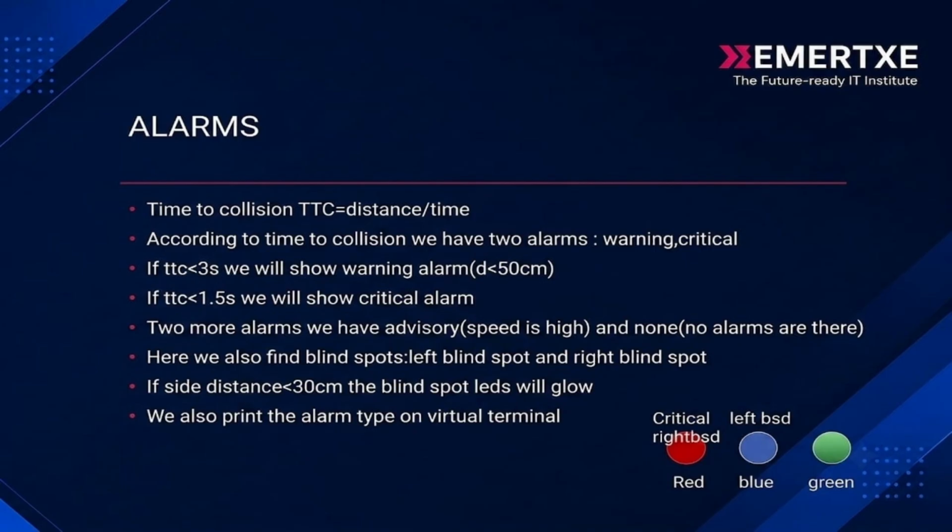Time to collision, TTC, equal to distance by time. According to the time to collision, we have 2 alarms, a warning alarm and a critical alarm. If TTC is less than 3 seconds, we will show the warning alarm. If TTC is less than 1.5 seconds, we will show the critical alarm. 2 more alarms we have are advisory, when speed is high, and a normal alarm.